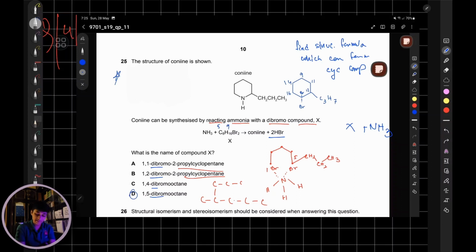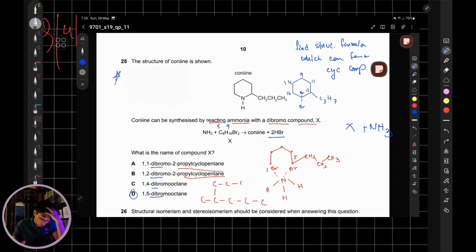Therefore, if some sort of substitution reaction is taking place, now this is the tricky part. You have to assume that both the hydrogen atoms of NH3 are actually reacting with both the Br atoms and forming HBr. And in doing so, nitrogen is forming a bond with carbon atoms, both of which are connected to the Br atom. How do we find that?